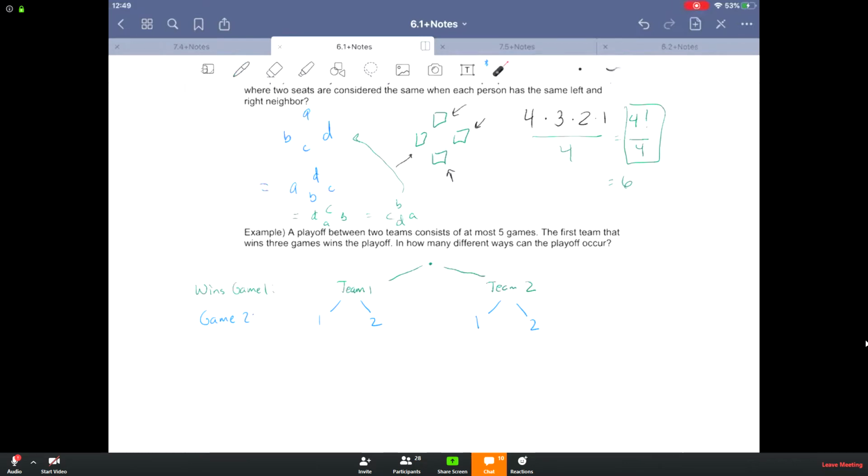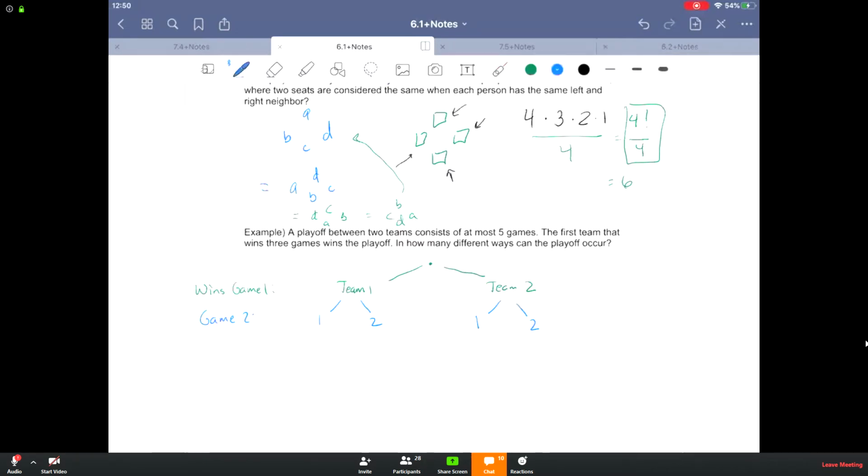All right, so the way this is read is that if I go down this way, which we call a branch, this is saying that team one won the first game, and then team one won the second game. If we go down this way, team one won the first game, but then team two won the second game. Okay, that's a different case. Same thing on the right side: team two wins the first game, team one wins the second game; team two wins the first game, team two wins the second game.